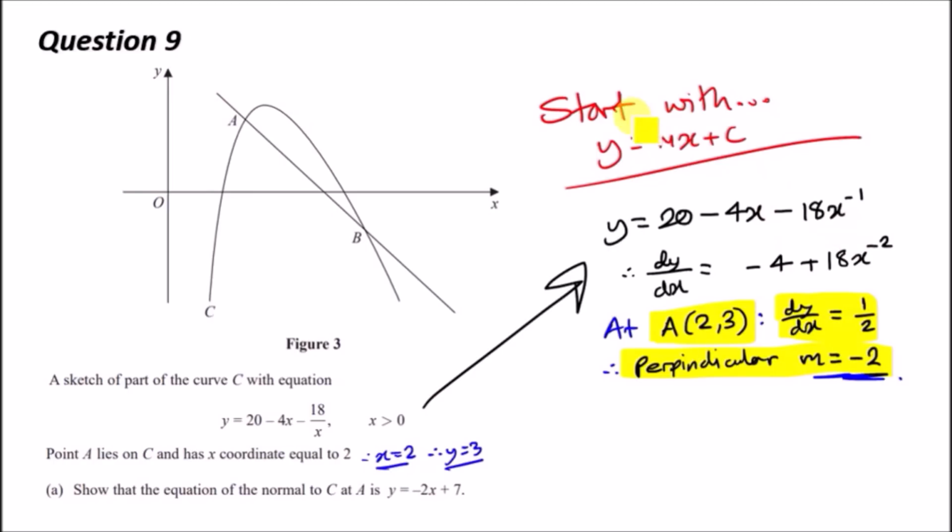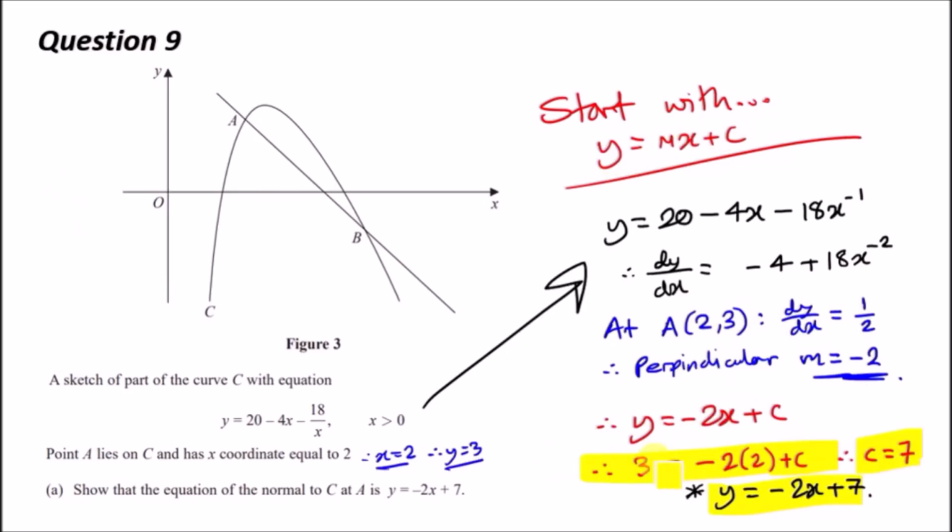So we're done so far. We found the m value. Now we have y equals minus 2x plus c. So far so good. Now how to get c? Well, we know what the coordinate is at point A. So all you naturally do is plug in the 2, 3 into this equation. So when x is 2, y is 3, solve for c, and you're going to get 7. And that's it, guys. You got y equals minus 2x plus 7. So we've proven this bit.